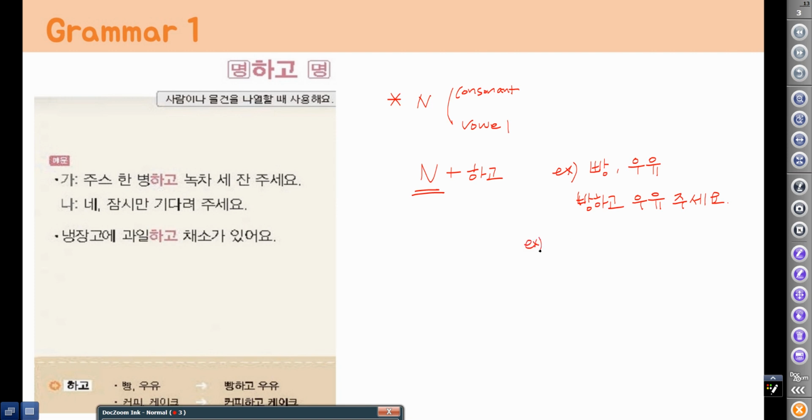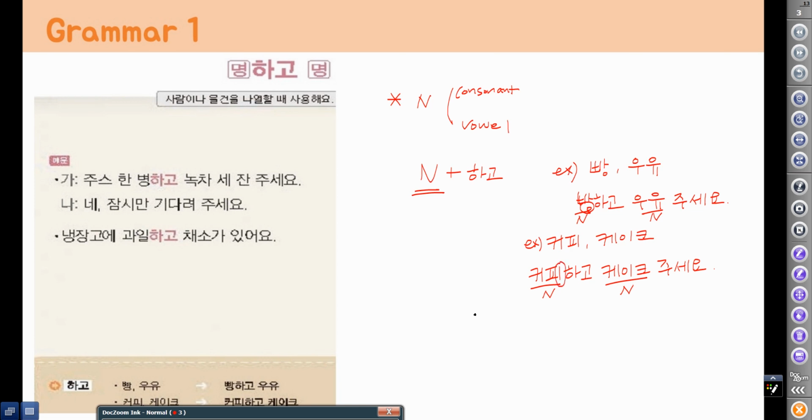In another example, say coffee and cake. Please give me coffee and cake. 커피하고 케이크 주세요. Alright, so 커피하고 케이크 주세요. 빵하고 우유 주세요. So whether the noun ends in a consonant or a vowel, it doesn't matter, right?